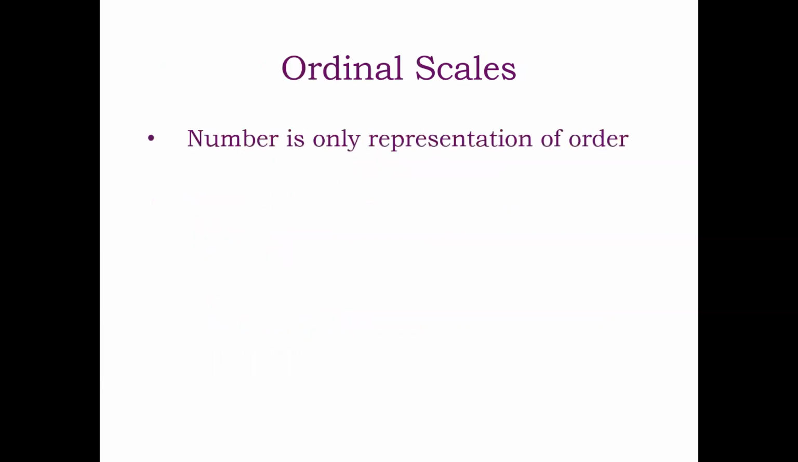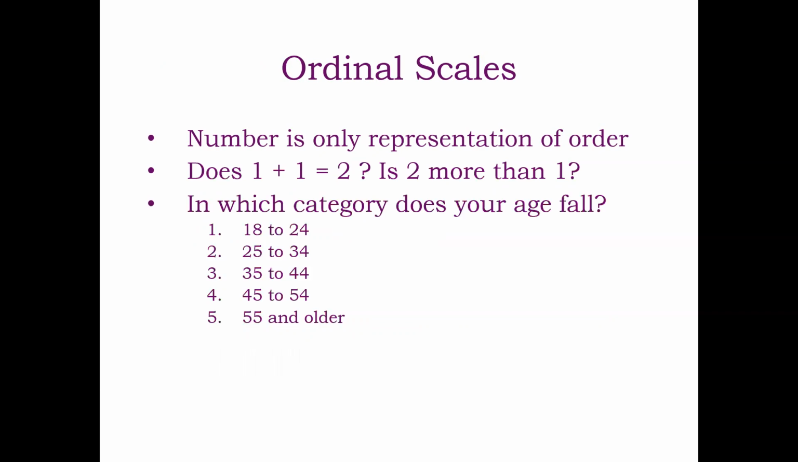So for ordinal scales, the number is a representation of the order, like day of the week, but again, you can't add or subtract, right? It doesn't mean anything. So for example, in what category does your age fall? Where 1 equals 18 to 24, 2, 25, and so forth. There's a clear order here and it indicates it, but you can't add or subtract them.